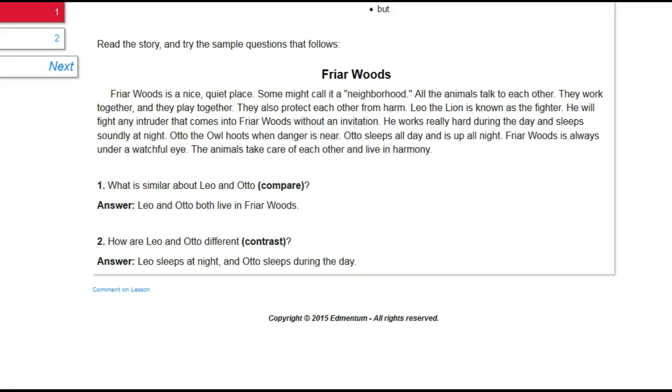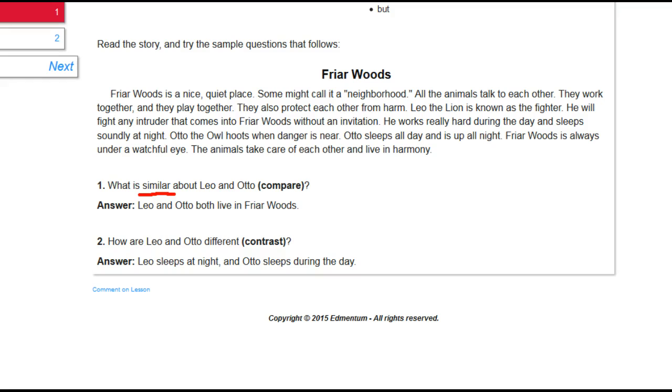So the first question is, what is similar about Leo and Otto? Remember, we're looking for words like similar, and they tell us we are going to look for things that compare. And the answer is Leo and Otto both live in Friar Woods.